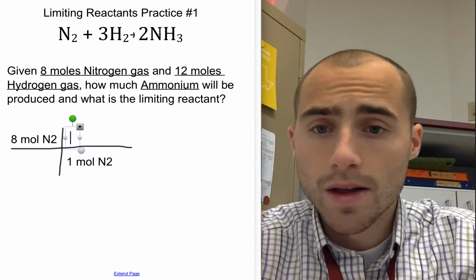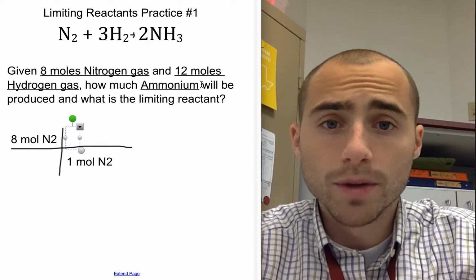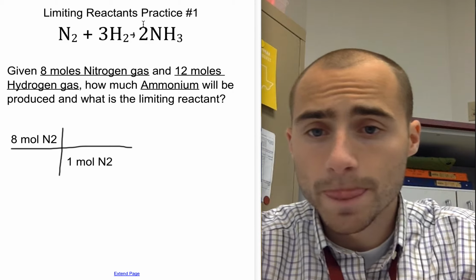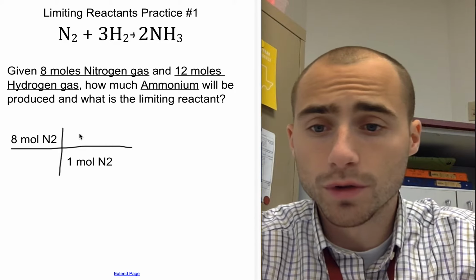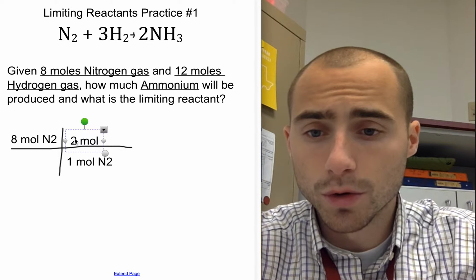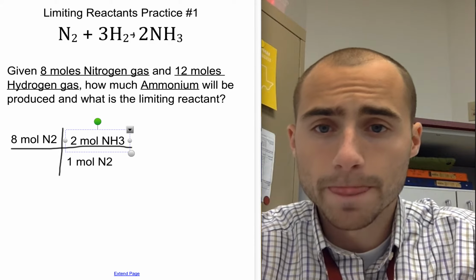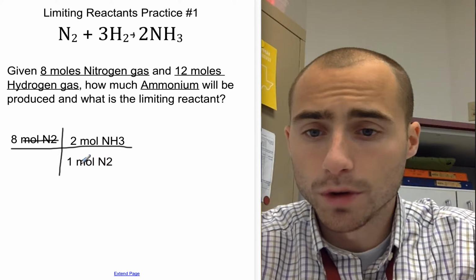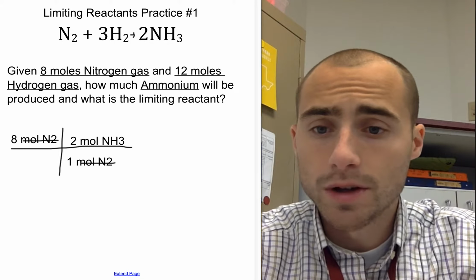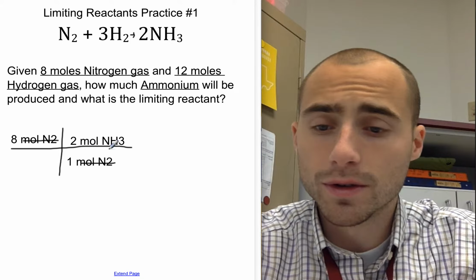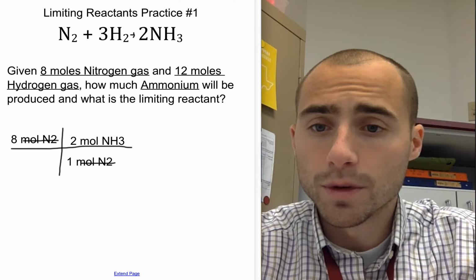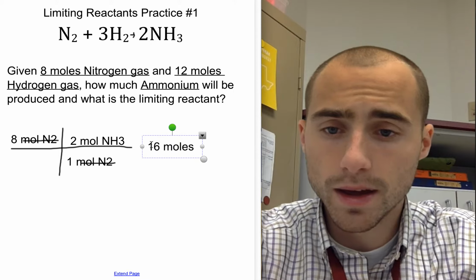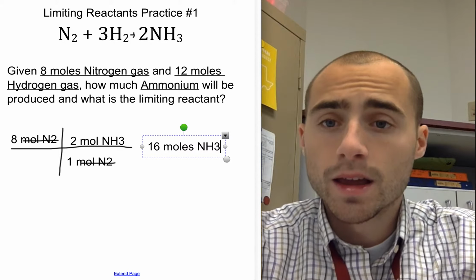The next one, we're converting to moles of ammonium. We got that from the problem. You're converting to moles of a product. So that's right here, ammonium. There's a 2 right here, so 2 moles of ammonium, 2 moles NH3. We cancel out moles of nitrogen gas, and we're left with moles of ammonium, NH3. Multiply straight across, 8 multiplied by 2 is 16, divided by 1 is 16. So with 8 moles of nitrogen gas, we will produce 16 moles of NH3. That is not our answer.